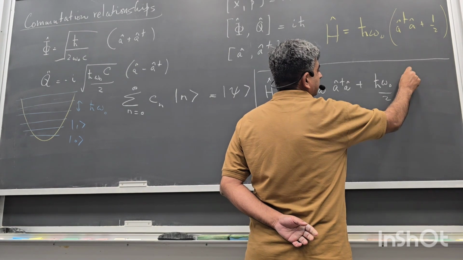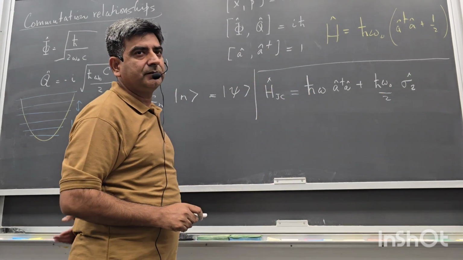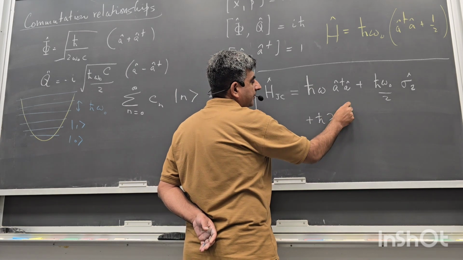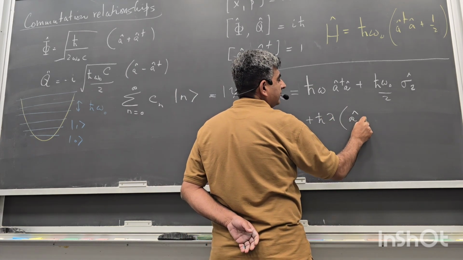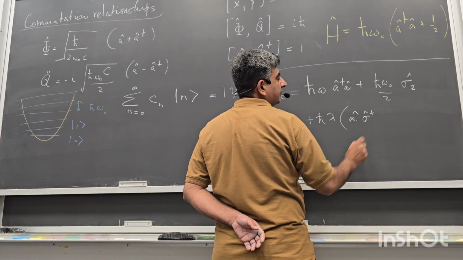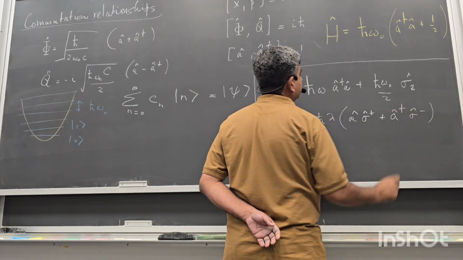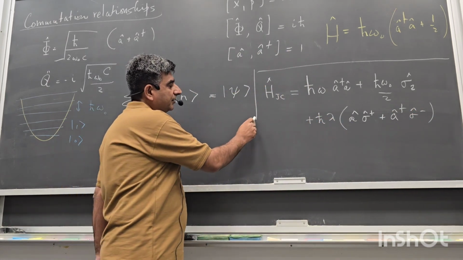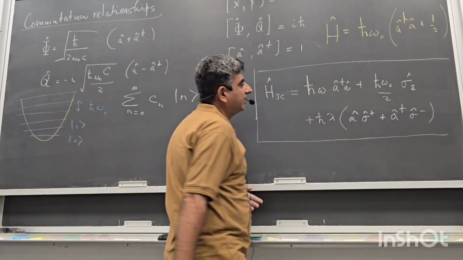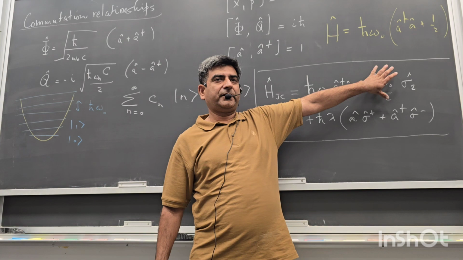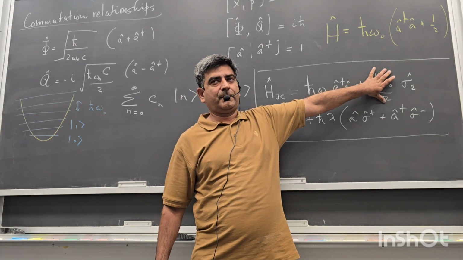Plus a coupling term, an interaction term, h bar lambda times (a sigma plus plus a dagger sigma minus). So this is our Jaynes-Cummings Hamiltonian. So what we have in this model is a photonic field, a radiation field, and a two-level atom.